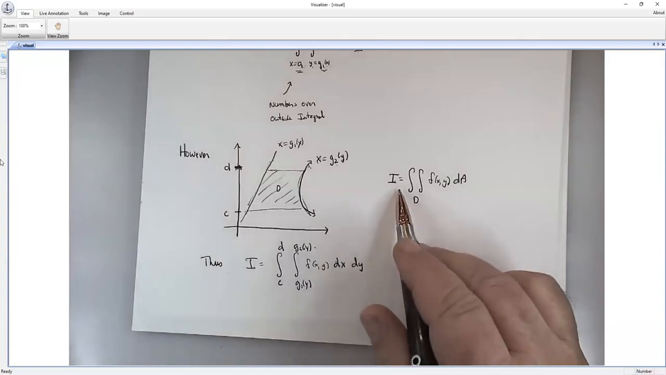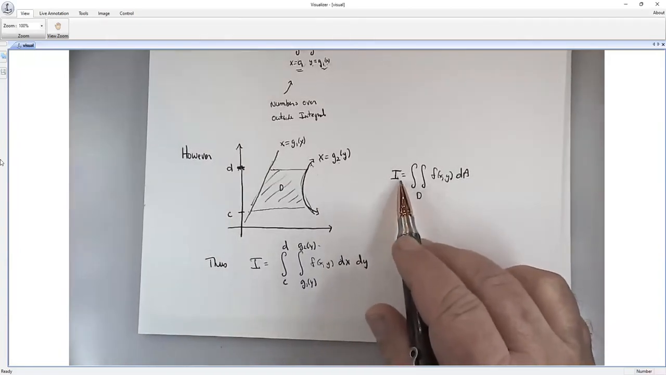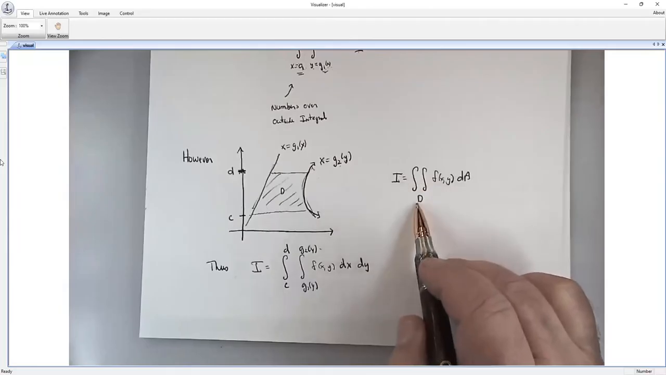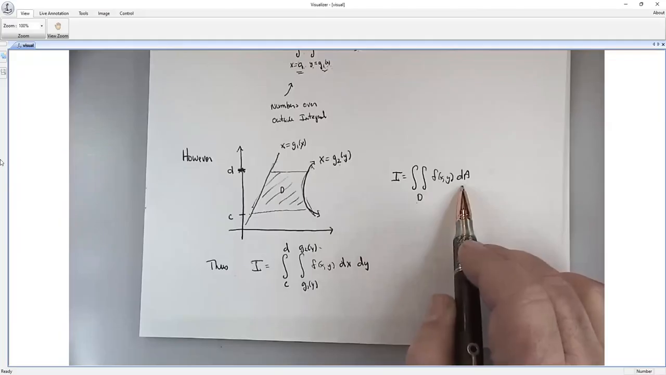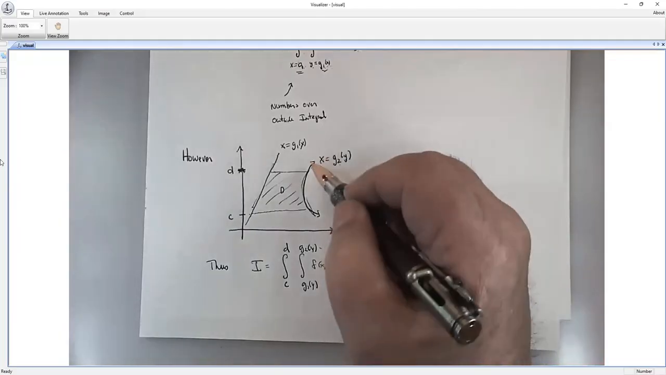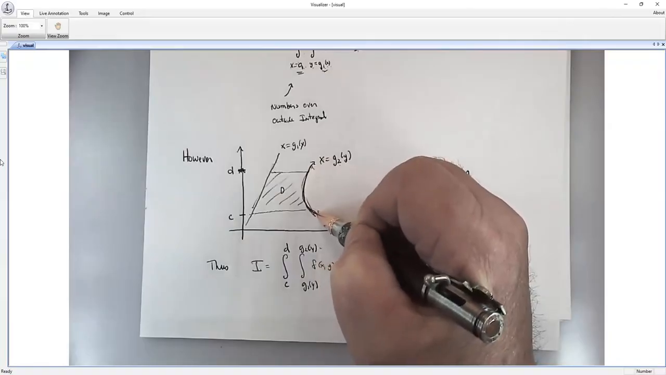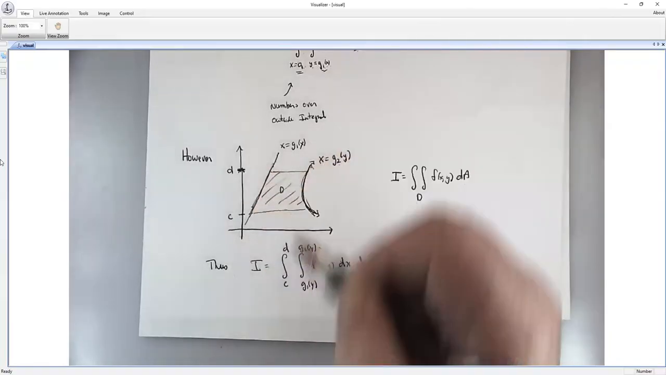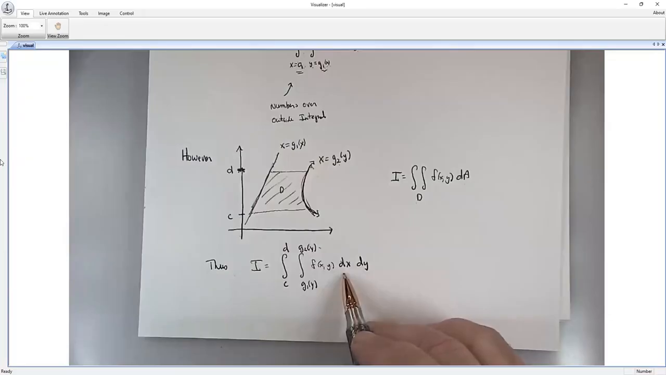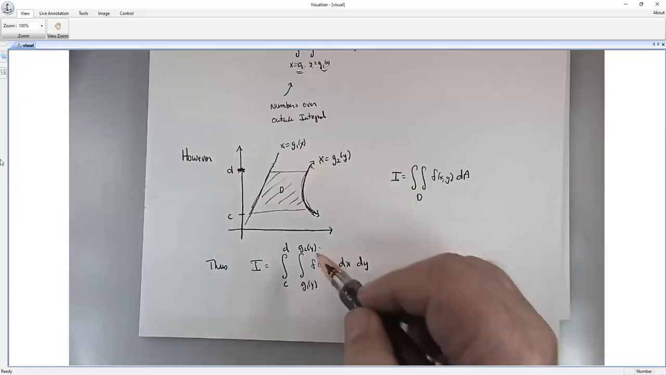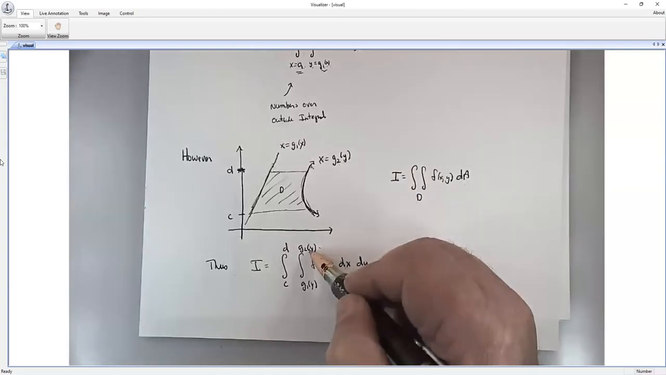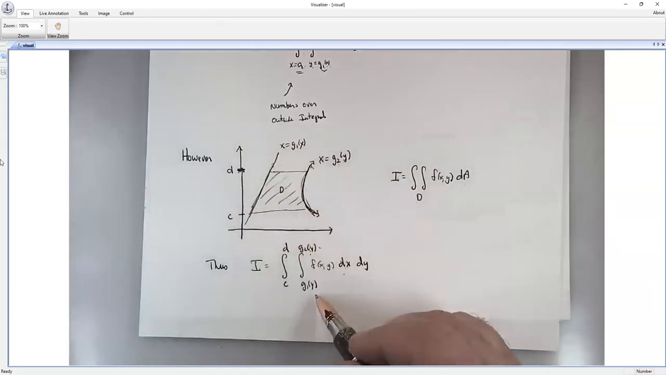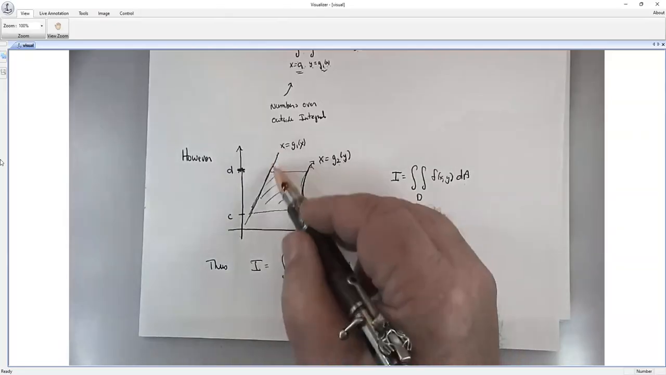So if I'm once again going to find the double integral over D of f of x, y, dA, what order should I take it in? Well, because I have a distinct function defining the right and a distinct function defining the left, that means you should do dx first. So this would be the integral of f of x, y with dx, and the function on the right is g2 of y, that's the top limit. The function on the left will be g1 of y.